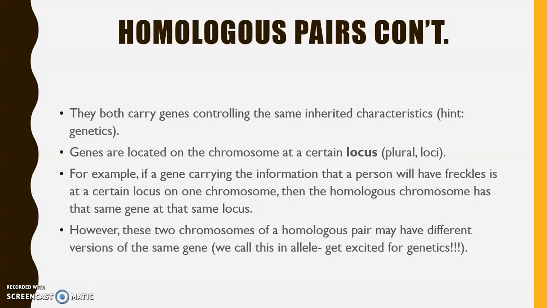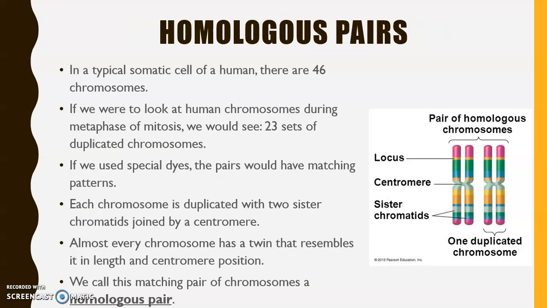So, for example, if you have a gene on a chromosome that codes for a person having freckles, that's going to be at a certain point, at a certain locus on one of the particular chromosomes. And then the homologous chromosome, or the guy that's going to match up with that chromosome, is going to have the same gene at the same place. So if we go back to our picture over here, let's say this guy that's pointing to locus, we'll just use that as an example. This yellow guy right here is going to code for freckles, and this one over here is also going to code for whether you're going to have freckles or not.